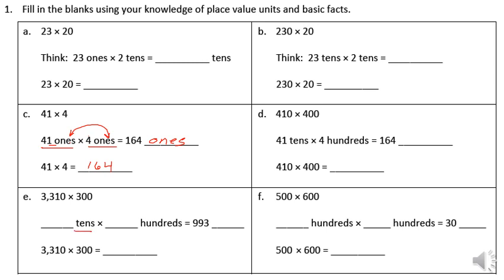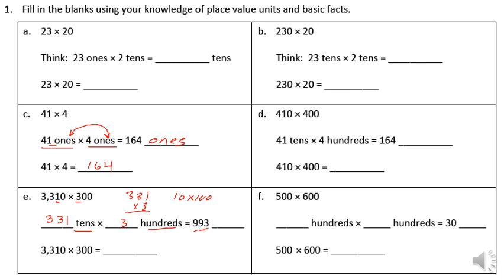On E, we're showing 3,310. So if we want to rewrite this in tens, we're looking at the tens place. And we know that's 331 tens. Now the second one says hundreds, so we're looking at the hundreds, and we end up with 3 hundreds. So if I were to do this in a vertical format, I would be writing it like this, which allows me to go 3 times 1 is 3, and 3 times 3 is 9, and 3 times 3 is 9. So I ended up with 993.